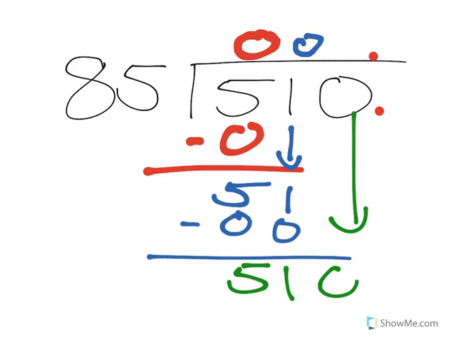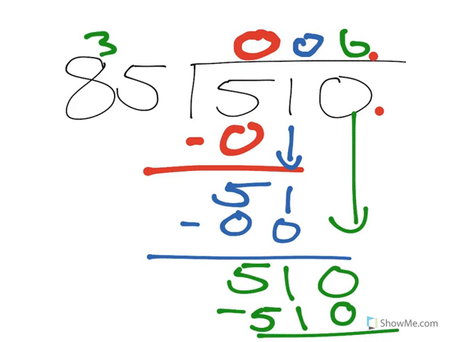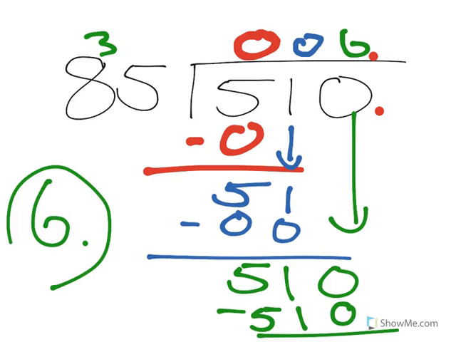Bring down your 0. Now I want to see if 85 will go into 510. I know it's going to go into 510, because 85 is less than that. So I'm just going to think of some numbers, and if you think about what I said in class, how many times would 8 go into 51? And that's going to be 6 times. And 6 times 5 is 30. 6 times 8 is 48, plus 3 is the 51. So my answer to this problem is 6.